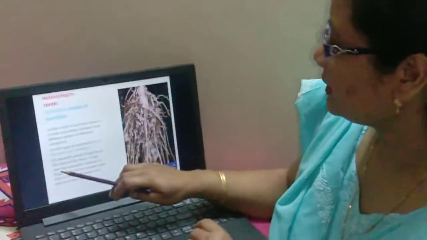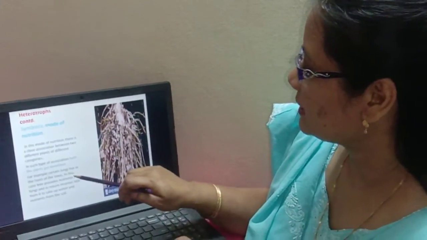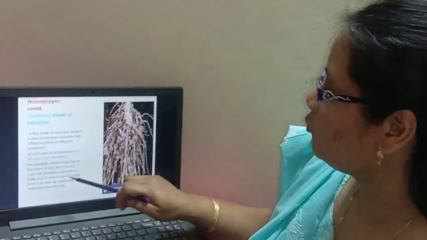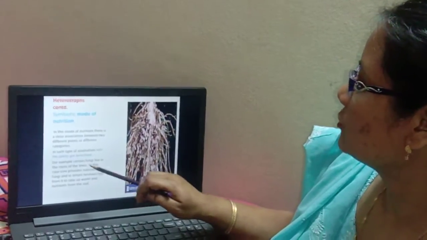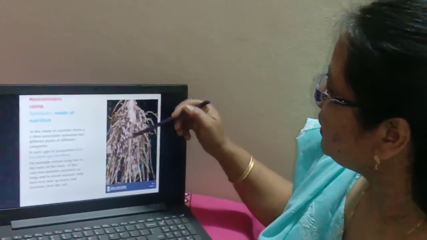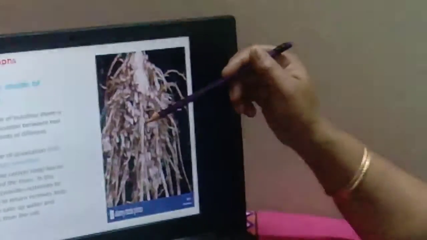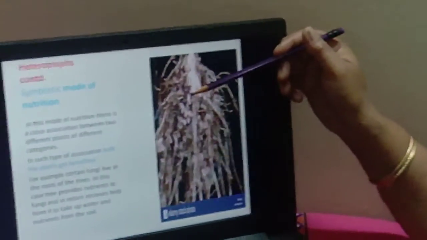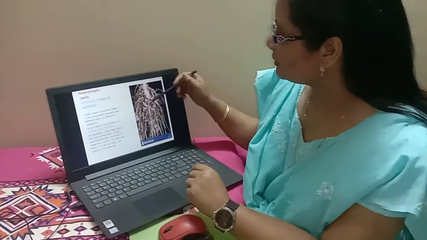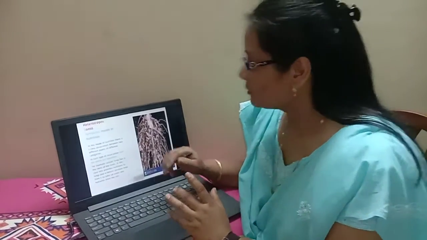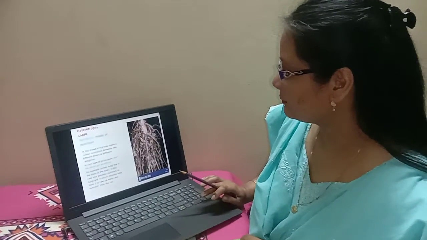In this case, the tree provides nutrients to the fungi and in return receives help from it to take up water and nutrients from the soil. So you can see in the root some nodules are there. Inside that, rhizobium bacteria is living. So what is happening? It is taking help of the root to stay there, and in return this bacteria, when it mixes with the soil, can trap nitrogen for the plant, is it not? So it is a symbiotic relationship.